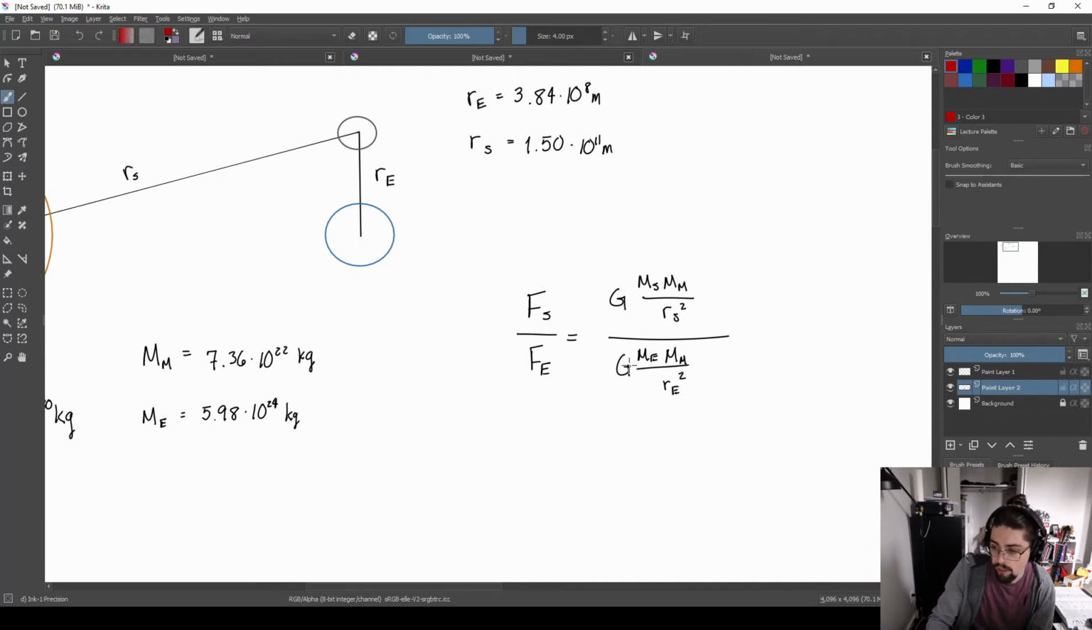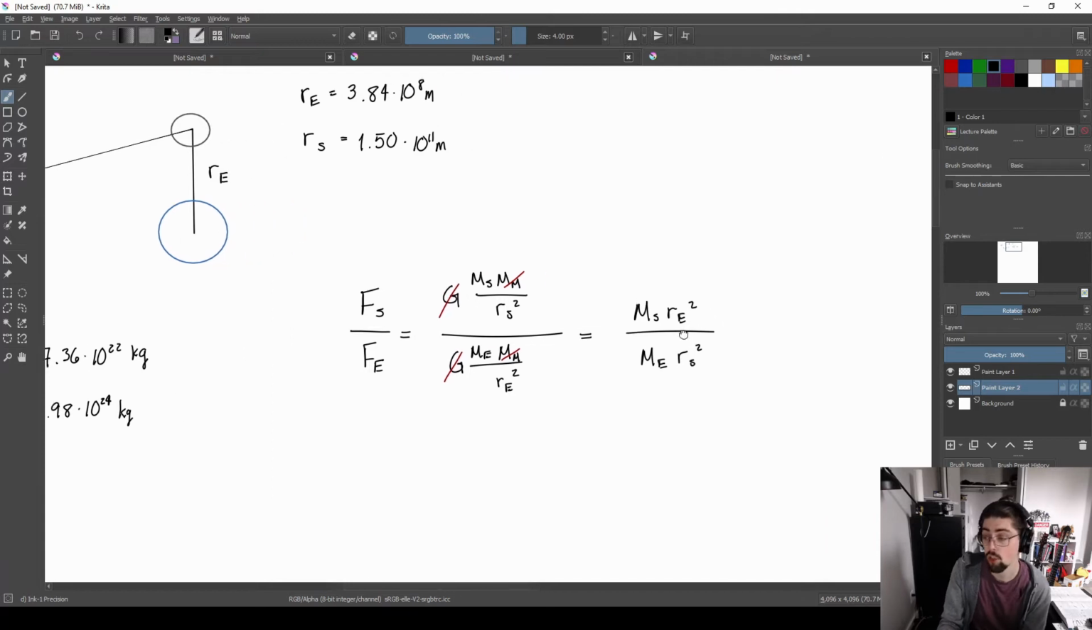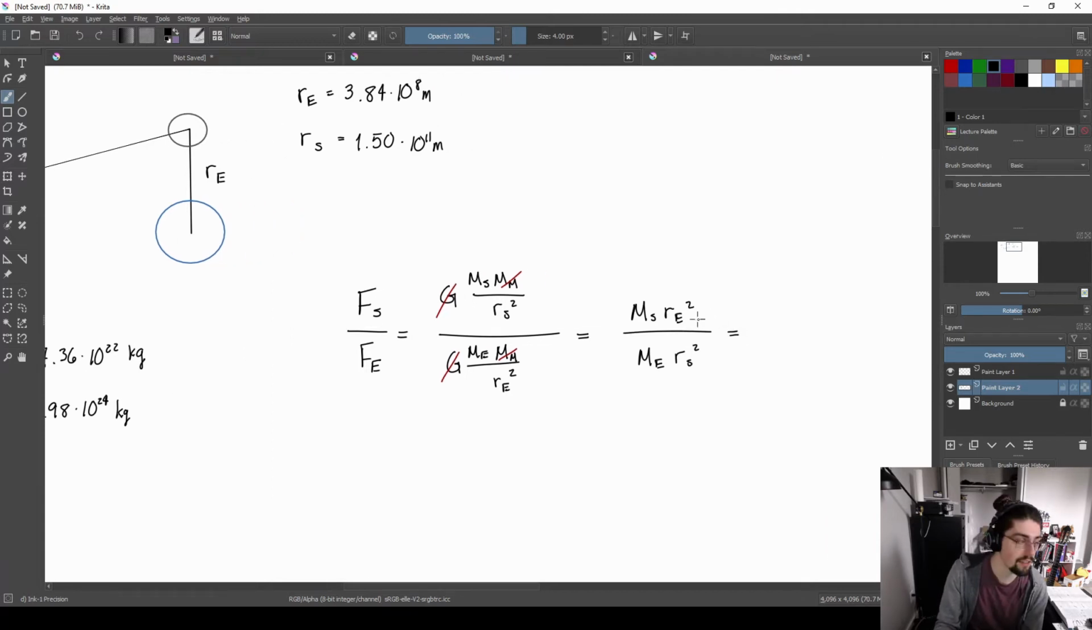Now I'm looking at these two, and I could say, all right, top and bottom, they both have a G. Top and bottom both have an M. Cancel out both of those. Turns out the mass of the moon doesn't actually get a say in this matter. Now, I'm going to take everything that's on the denominator and move it over to the other side. So this is going to become mass of the sun, radius of Earth squared, divided by mass of Earth, radius from sun squared. Plug all of that stuff in, and what we should find here.